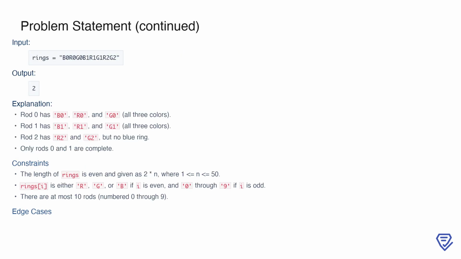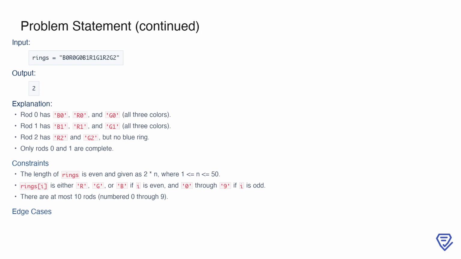Now, consider the second example where the input string is B0R0G0B1R1G1R2G2. In this case, rod 0 has B0, R0, and G0, so it has all three colors. Rod 1 has B1, R1, and G1, making it complete as well. However, rod 2 only has R2 and G2, which means it is missing a blue ring and is not complete. Therefore, only rods 0 and 1 meet the criteria, resulting in an output of 2.